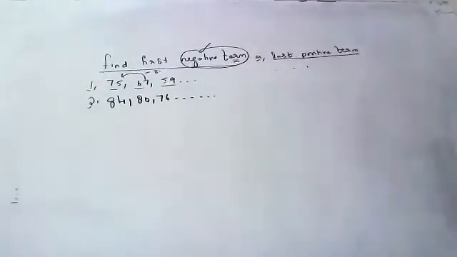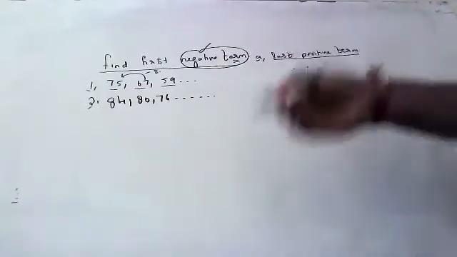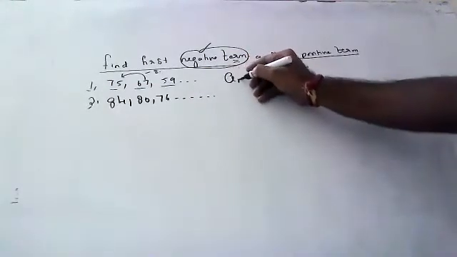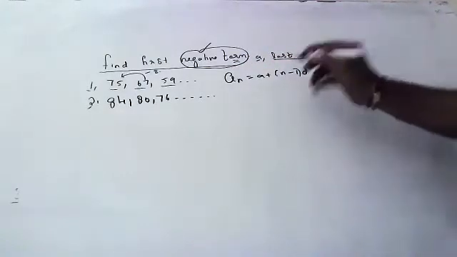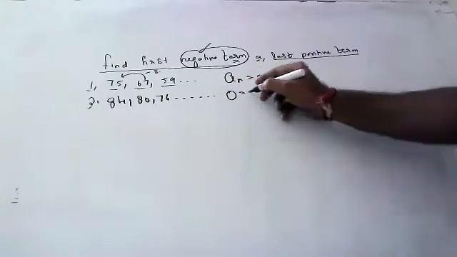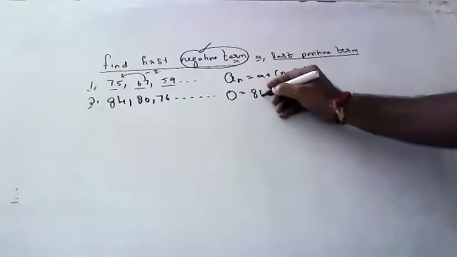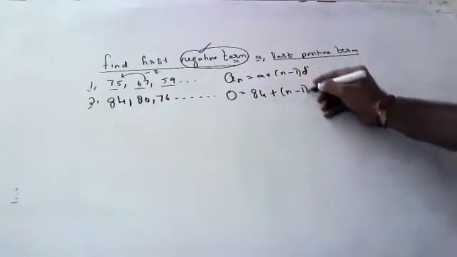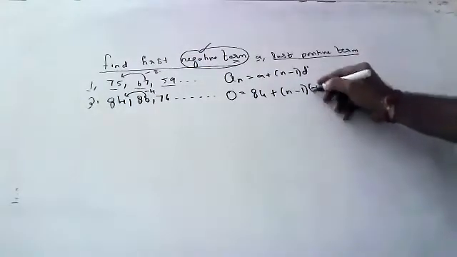In this sum also, same question: what is the first negative term and the last positive term? The procedure is the same. An is equal to a plus n minus 1 into d. Imagine somewhere 0 may come or may not come. Let us take 0 for our reference. 84 plus n minus 1 into, what is the common difference? Minus 4. Try to understand.